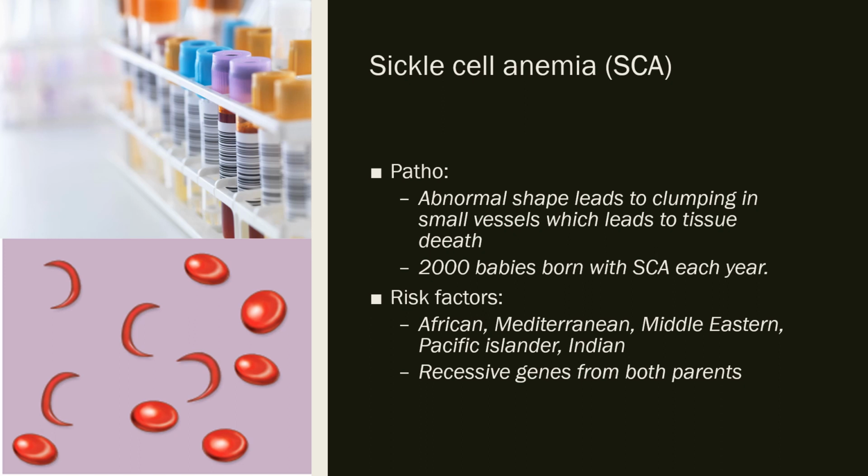Stress, infection, dehydration, physical exertion, excessive cold exposure, or hypoxia increases the jamming or clumping of the cells, which then leads to more tissue ischemia. The risk factor is being a person of color. It's most common in African, Mediterranean, Middle Eastern, Pacific Islander, and Indian populations. And you have to have recessive genes from both parents.